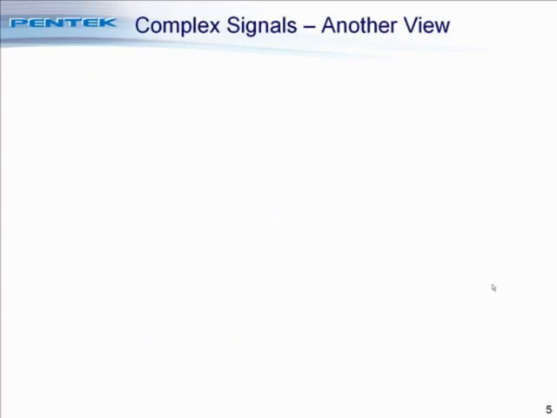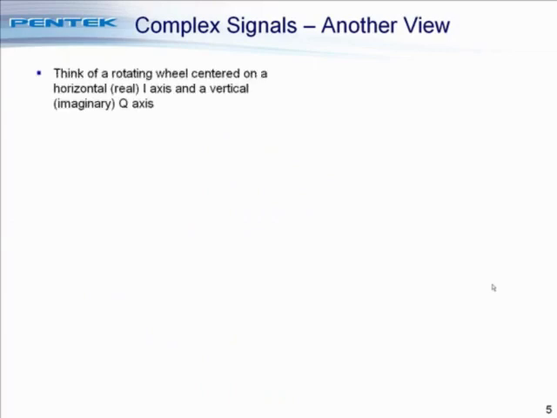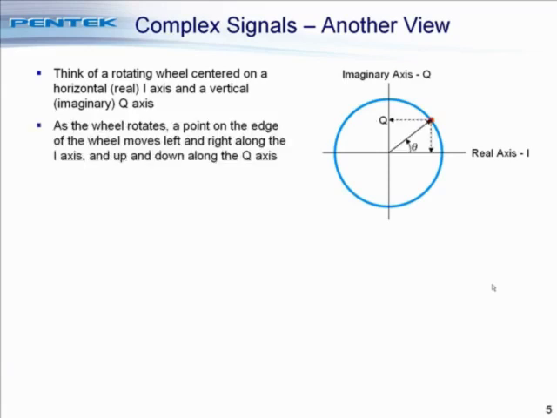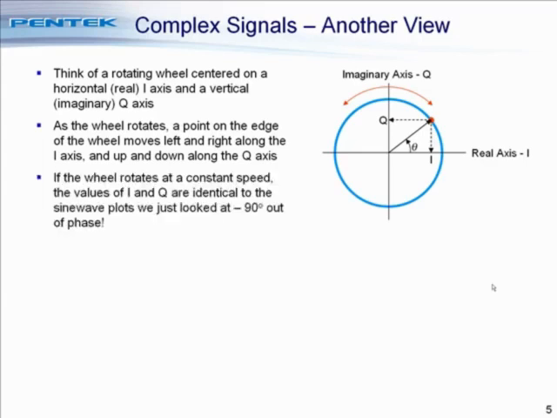In order to better understand complex signals, we're going to present another view to help make it clearer. Think of a rotating wheel centered on a horizontal real, or I axis, and a vertical imaginary Q axis. As the wheel rotates, a point on the edge of the wheel moves left and right along the I axis and up and down along the Q axis. If the wheel rotates at a constant speed, the values of I and Q are identical to the sine wave plots we looked at, 90 degrees out of phase.